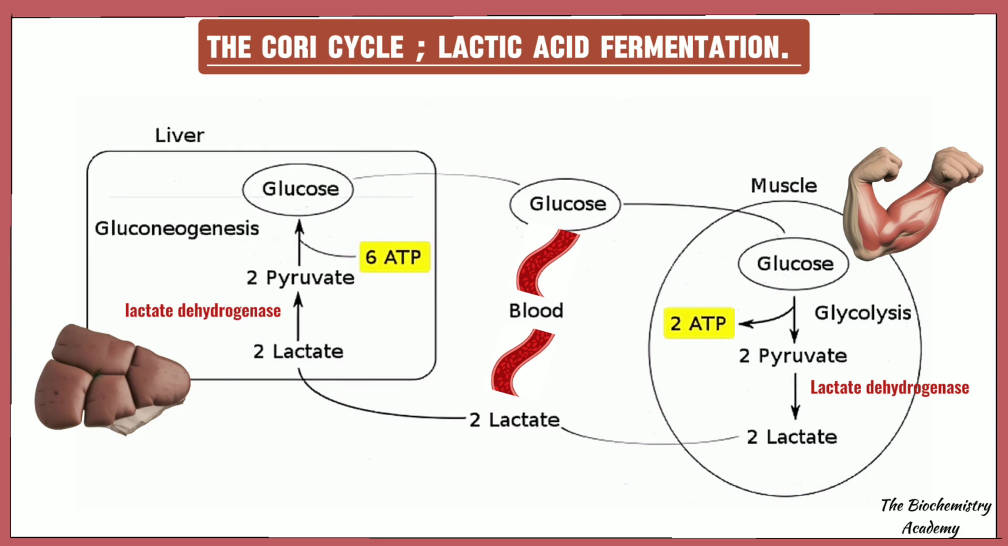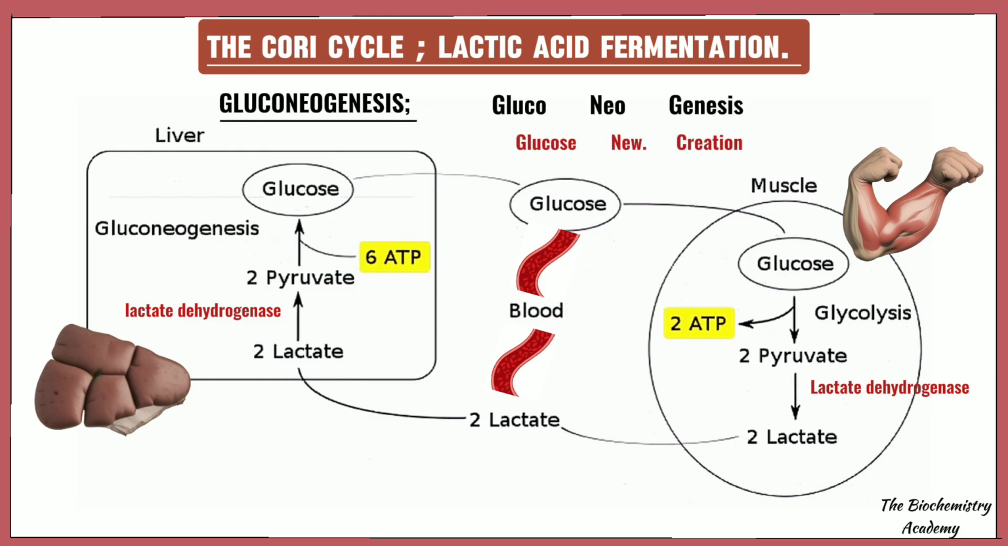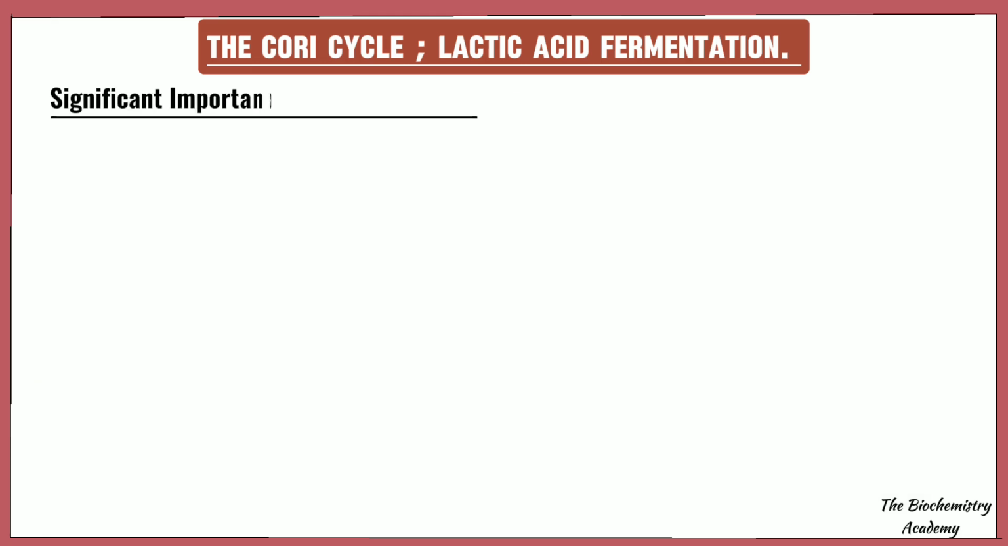Now the 2 pyruvate is then converted into glucose. And this process whereby the 2 pyruvate is converted to glucose is also known as gluconeogenesis. Gluconeogenesis: gluco means glucose, neo means new, and genesis means creation. So we can say a new creation of glucose. Now the cycle continues. That glucose goes back to the blood, and that is what the Cori cycle is.